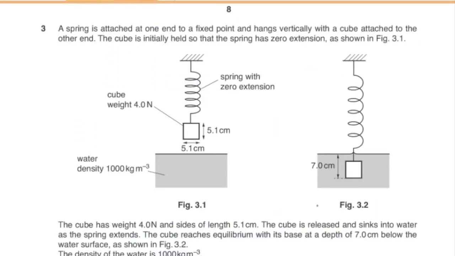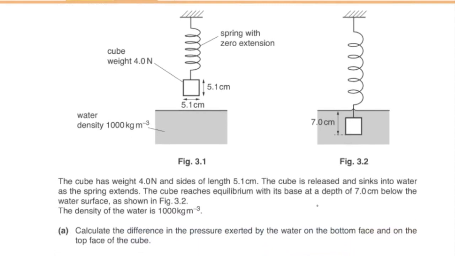Question number 3, a spring is attached at one end to a fixed point and hangs vertically with a cube attached to the other end. The cube is initially held so that the spring has 0 extension. The cube has weight 4 newtons and size of length 5.1 centimeters. The cube is released and it sinks into water as the spring extends. The cube reaches equilibrium with its base at a depth of 7 centimeters below the water surface, as shown in figure 3.2. The density of the water is 1000 kilograms per meter cube.